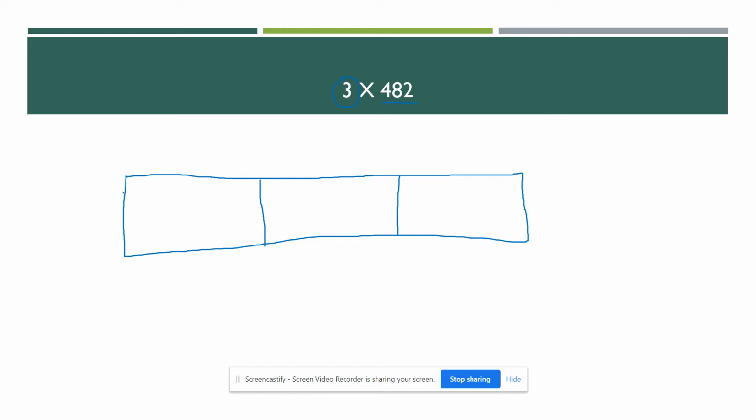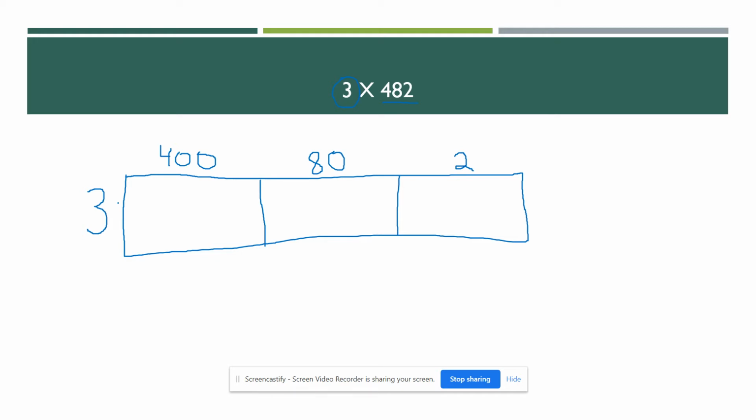On the side where it is 1 unit length, I'm going to write the 3. And then I'm going to break up 482 by place value. So the value of the 4 is 400. The value of the 8 is 80. And the value of the 2 is just 2.